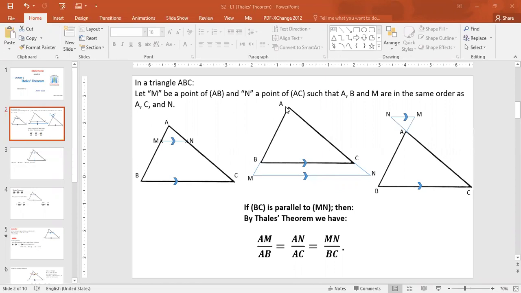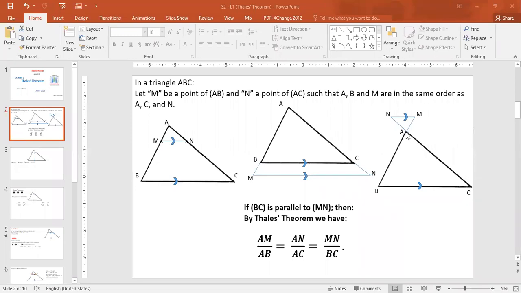Apply. AB over AM is equal to AC over AN is equal to BC over MN. Thank you, Nurjan. This is how we apply Thales theorem in the second figure. Let us directly look at the third figure.